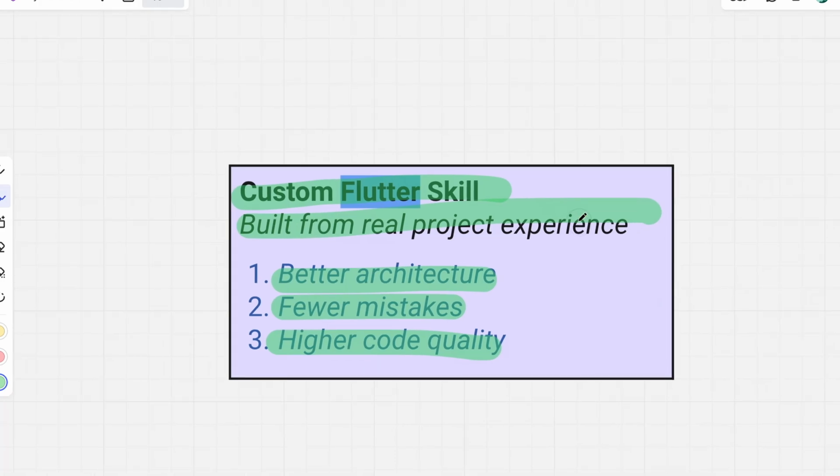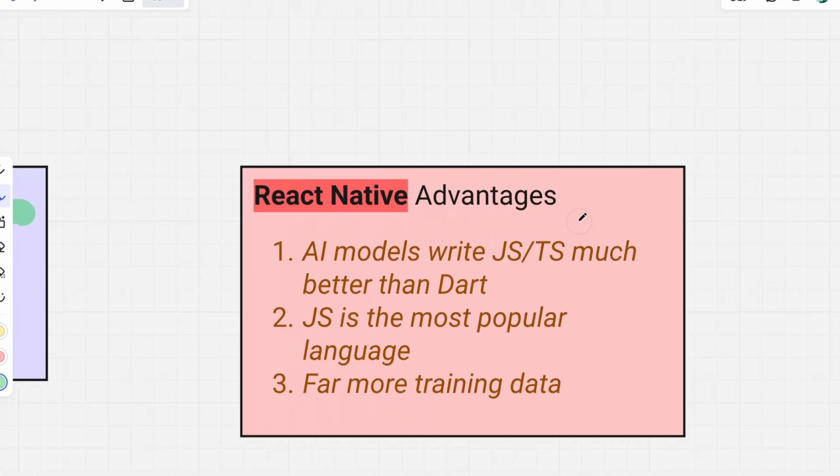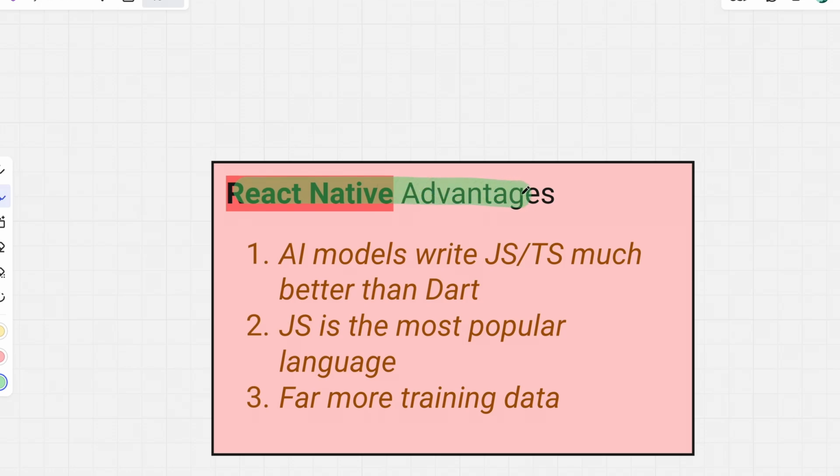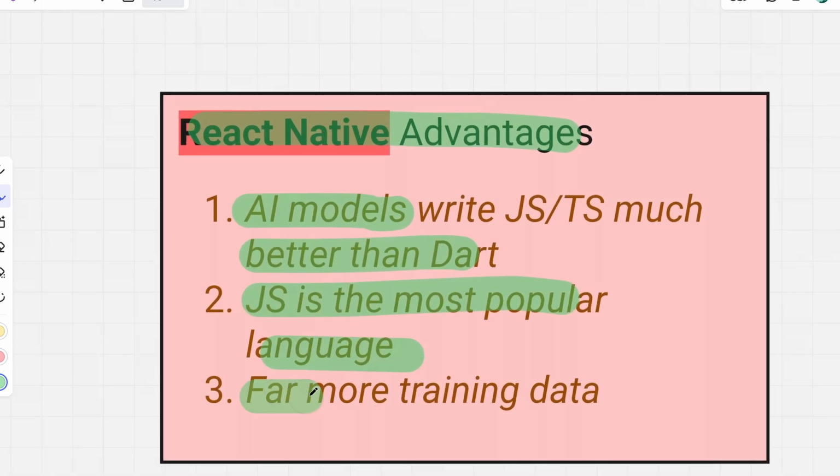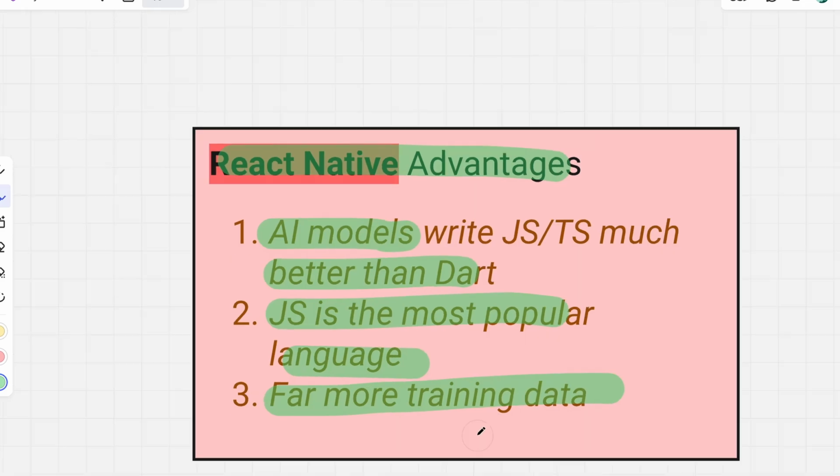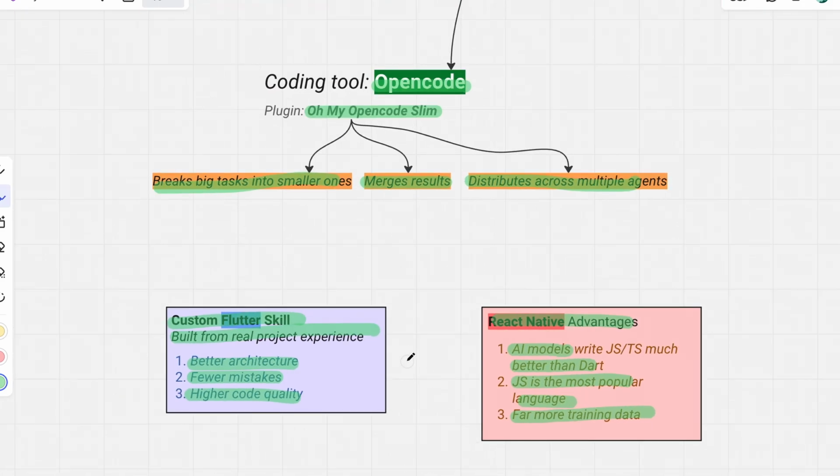At first glance, this might look like it gives Flutter an unfair advantage, but React Native has a serious advantage of its own. Most modern AIs are simply much better at writing JavaScript and TypeScript than Dart. The reason is pretty simple. JavaScript remains the most popular programming language, so during training the model saw a huge amount of high-quality code written in it. So in this experiment, both sides have their advantages.